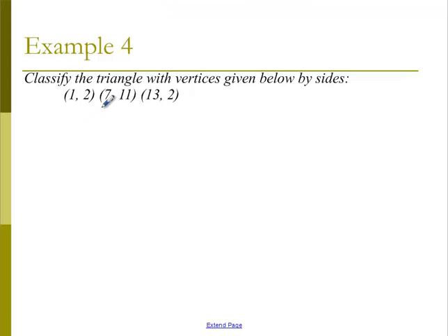So we need to classify this triangle now with vertices given below. So if I were to look at this on a graph, I would have 3 points that I could connect and graph. I'm going to name this point A, this point B, and this point C. What we actually have to do is find the distance from A to B, distance from B to C, distance from A to C, and we have to see are any of them the same so we can determine if it's scalene, isosceles, or equilateral. So to find all of these, I have to use the distance formula. So distance formula isn't going away.